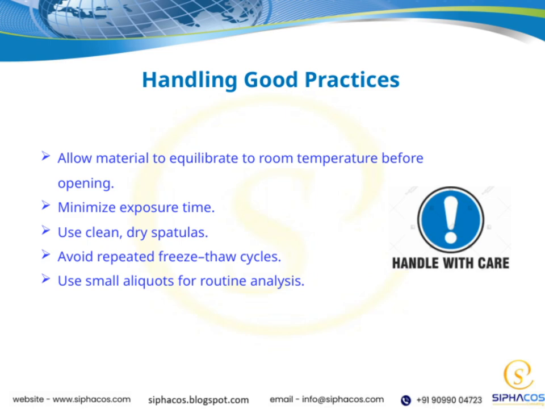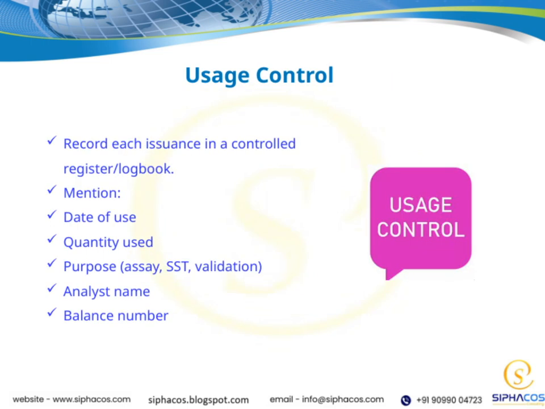These practices are all about ensuring sample integrity and reliability in your results, which ties back to our overall goal of maintaining high-quality, reproducible data in our work. Now, let's talk about the importance of recording each issuance in a controlled register or logbook. This step is crucial for maintaining a clear and accurate record of all material usage.